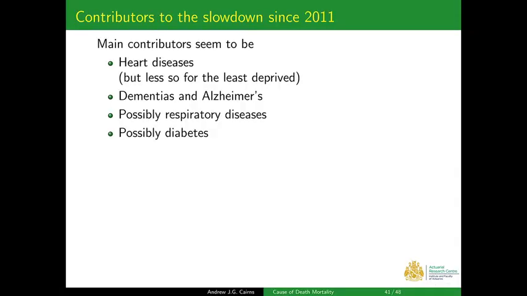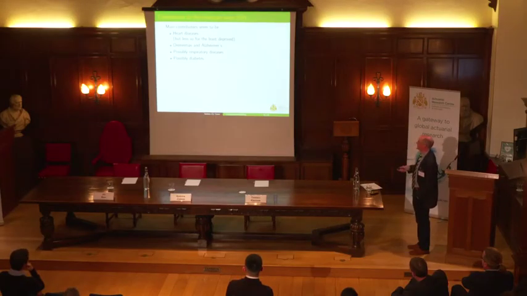And if we look at the slowdown since 2011, again, it's a bit more difficult to really pinpoint things here, but I think it's partly heart diseases, although I forgot to highlight this actually. For ischemic heart disease, the least deprived group had no slowdown at all since 2011, whereas the more deprived groups did have a slowdown. That was even more marked for the females. I forgot to mention that. So the slowdown is due to heart disease in some deprivation groups more than others.